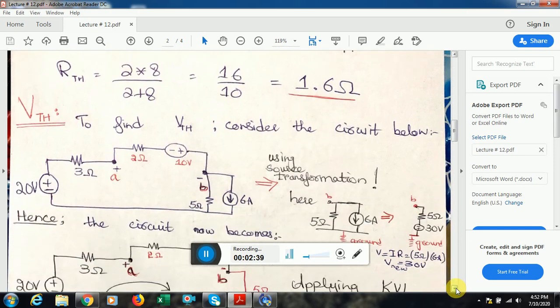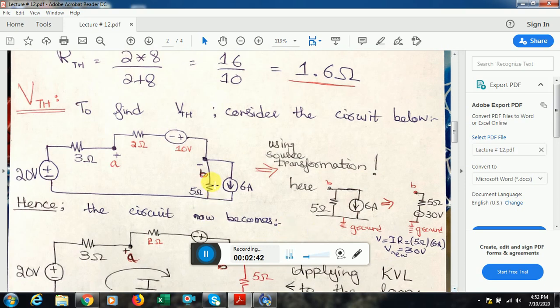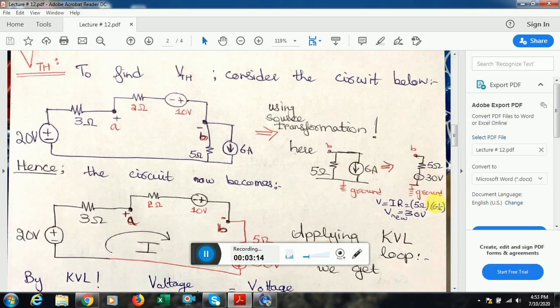The Thevenin voltage can be found by first transforming this current source into the equivalent voltage source. As you know, whenever we have a resistance in parallel to a current source, it can be transformed into a voltage source in series with the resistance. The resistance value remains the same between the two terminals, that is we had 5 ohm over here and we also now will have 5 ohm. However, the new voltage source is V is equal to IR by Ohm's law. By inserting the value of 5 ohm resistance and 6 ampere current source, I get to know that the new transformed voltage source is now 30 volt.